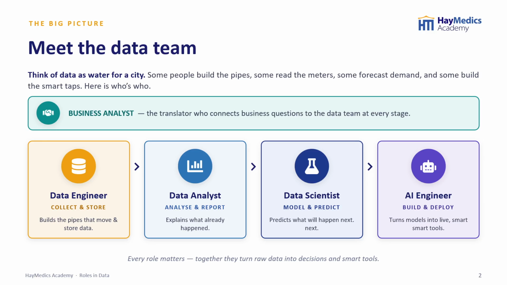Some people build the pipes and reservoirs so that the water can get around. Those are our data engineers. Some read the meters and tell us how much we are using. Those are data analysts. Some forecast next week's demand. Those are the data scientists. And some build the smart automatic taps. Those are the AI engineers.